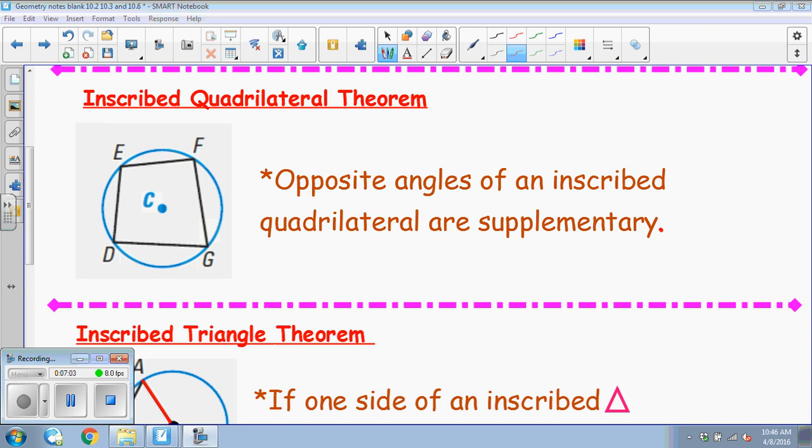If it's inscribed inside of a circle, the opposite angles are supplementary, which means they add up to equal 180. So if this is 100, this has to be 80. If those were algebraic expressions, you would say this plus this equals 180. Any questions? I don't have a logical explanation for that. It just is what it is.